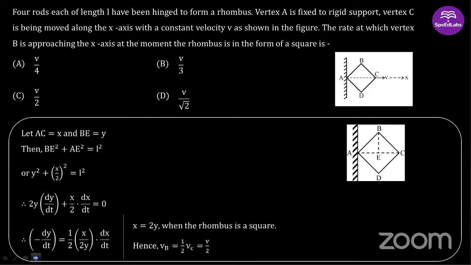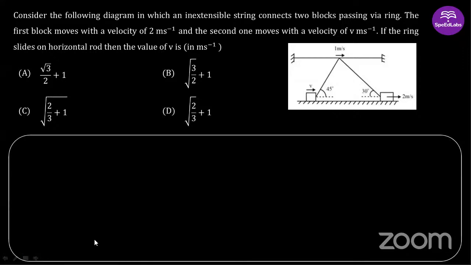The next question says: consider the following diagram in which an inextensible string connects two blocks passing via a ring. So this is a ring, and this is the rod. The first block moves with a constant velocity of 2 meters per second, and the second one moves with a velocity of V meters per second. If the ring slides horizontally on the rod, then the value of V is.